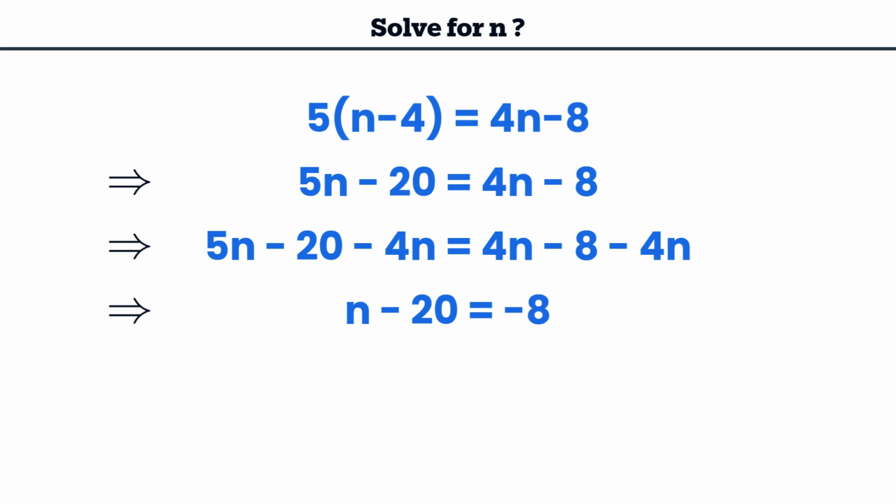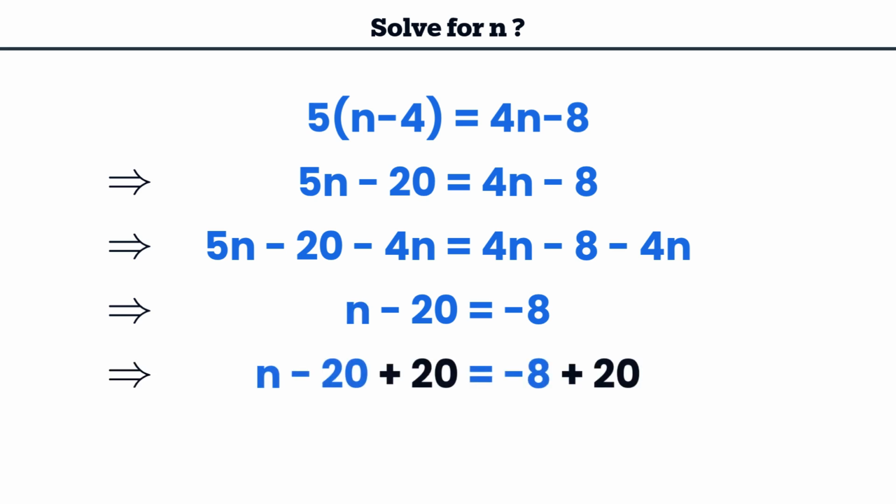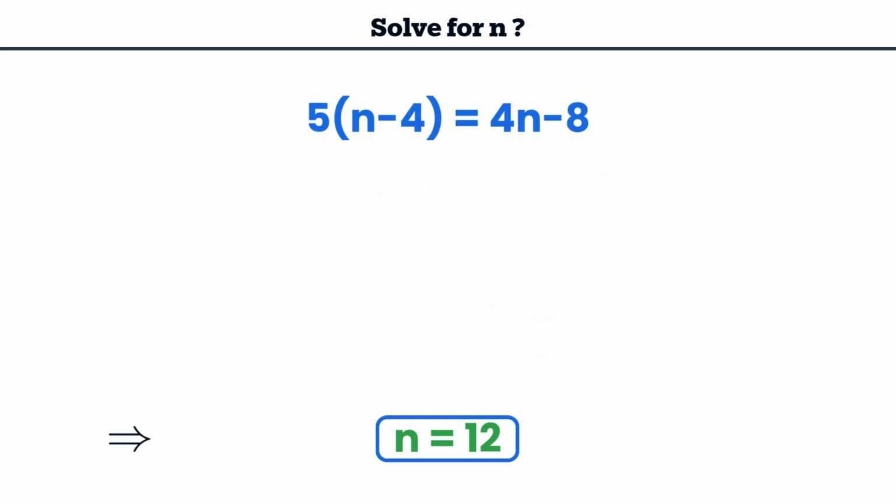Almost there. We just need to free n from that negative 20. So we add 20 to both sides. The negative 20 and positive 20 cancel. And on the right, negative 8 plus 20 gives us 12. So n equals 12. Let's double check just to be absolutely sure.